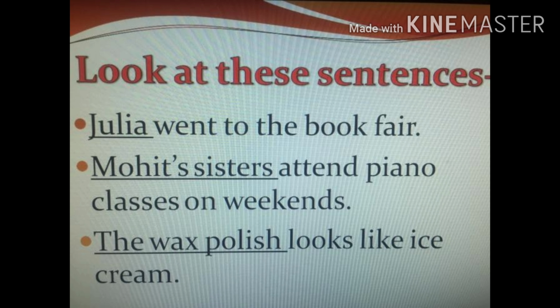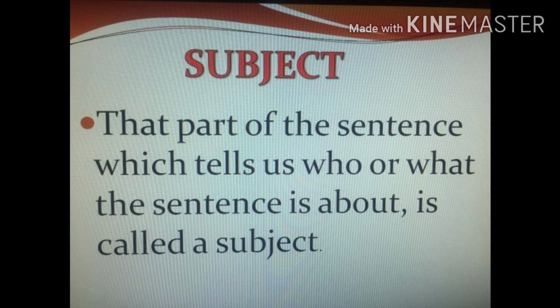For example, in the first sentence, Julia went to the book fair. If I ask who, you would answer Julia. So, Julia is the subject. Similarly, you can find the subject in other sentences also. Now we know that the part of the sentence which tells us who or what the sentence is about is called a subject. It means a subject tells us two things: who the sentence is about, what the sentence is about. A subject can be a noun or a pronoun.